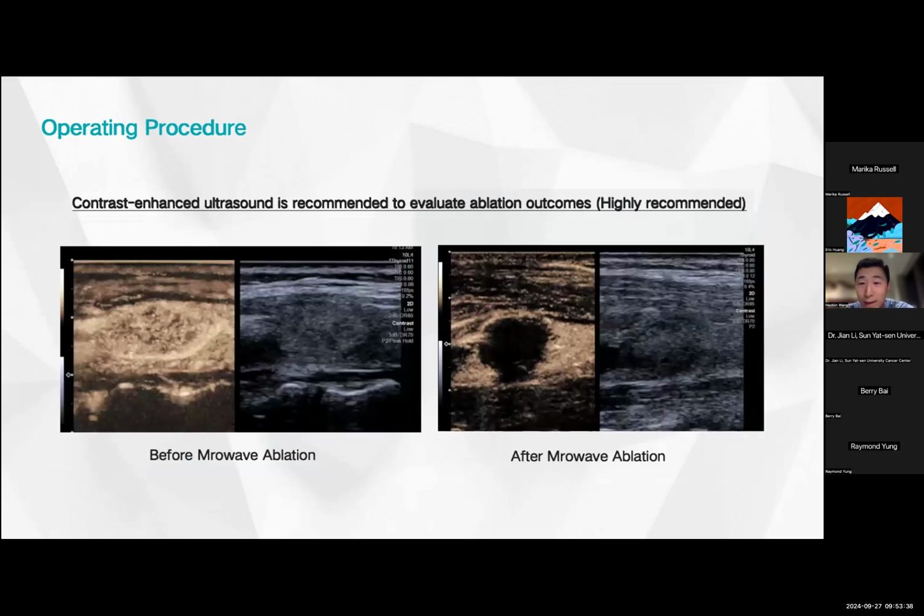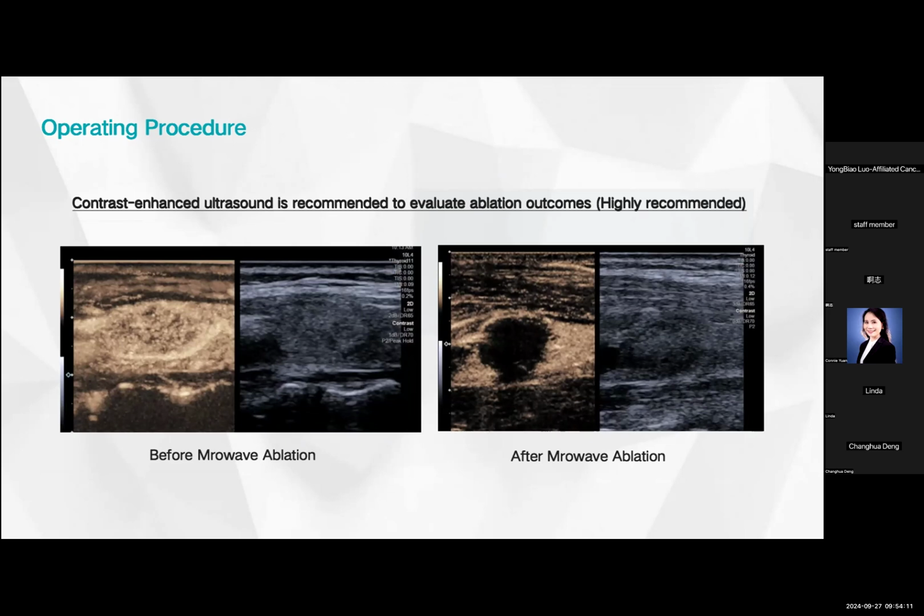And the next one is also very, very important. During the operating time, contrast-enhanced ultrasound is recommended to evaluate ablation outcomes. This is also highly recommended in the consensus. You can see before microwave ablation and after microwave ablation, there is no continuous enhanced area after the microwave ablation.